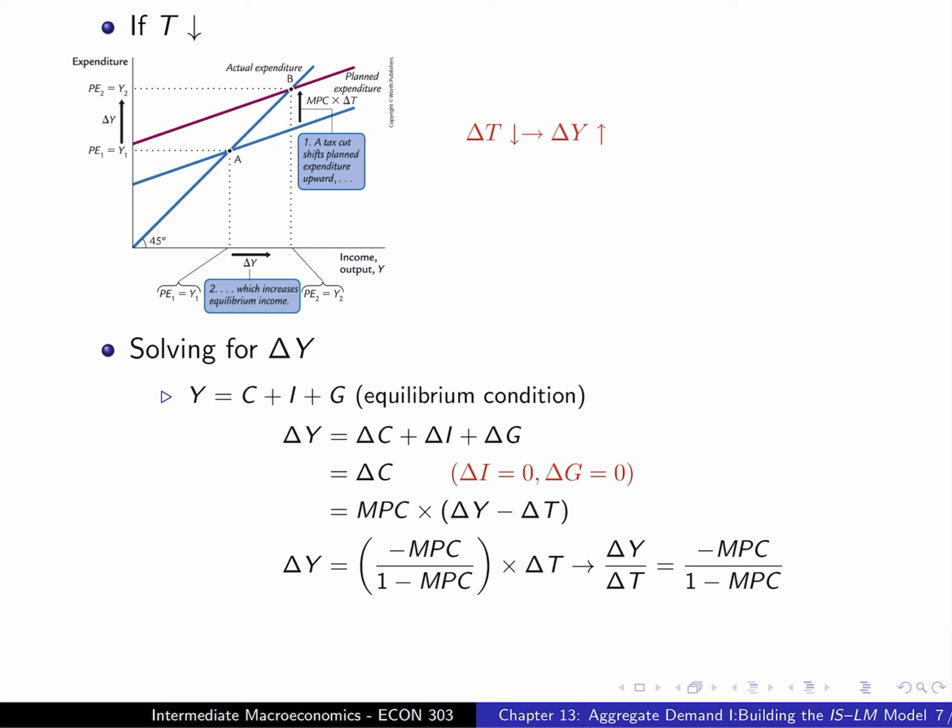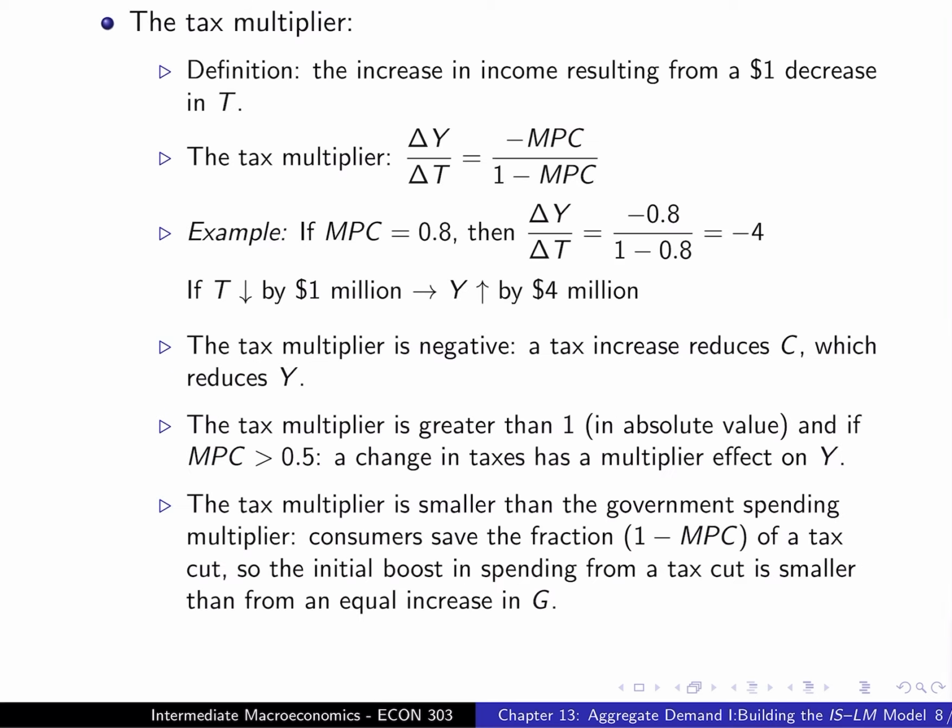Solve for delta Y equals minus MPC over (1 minus MPC) times delta T. Then delta Y over delta T equals minus MPC over (1 minus MPC). The formula delta Y over delta T equals minus MPC over (1 minus MPC) represents the tax multiplier.